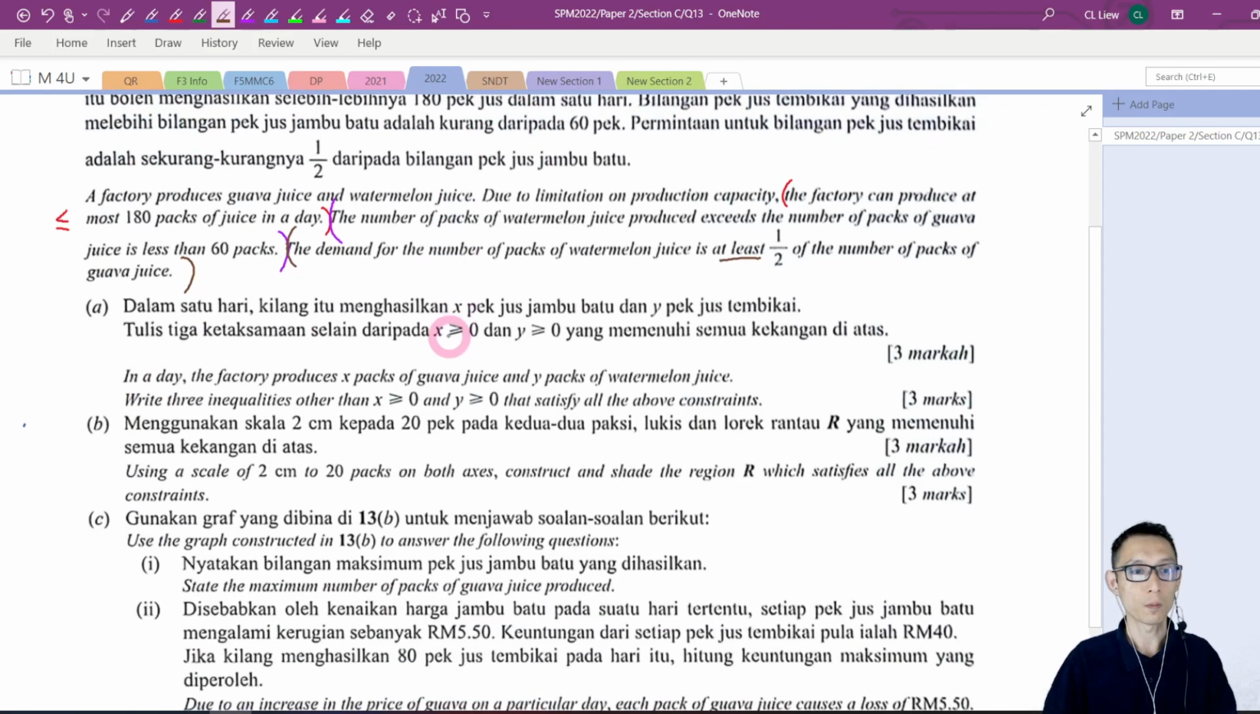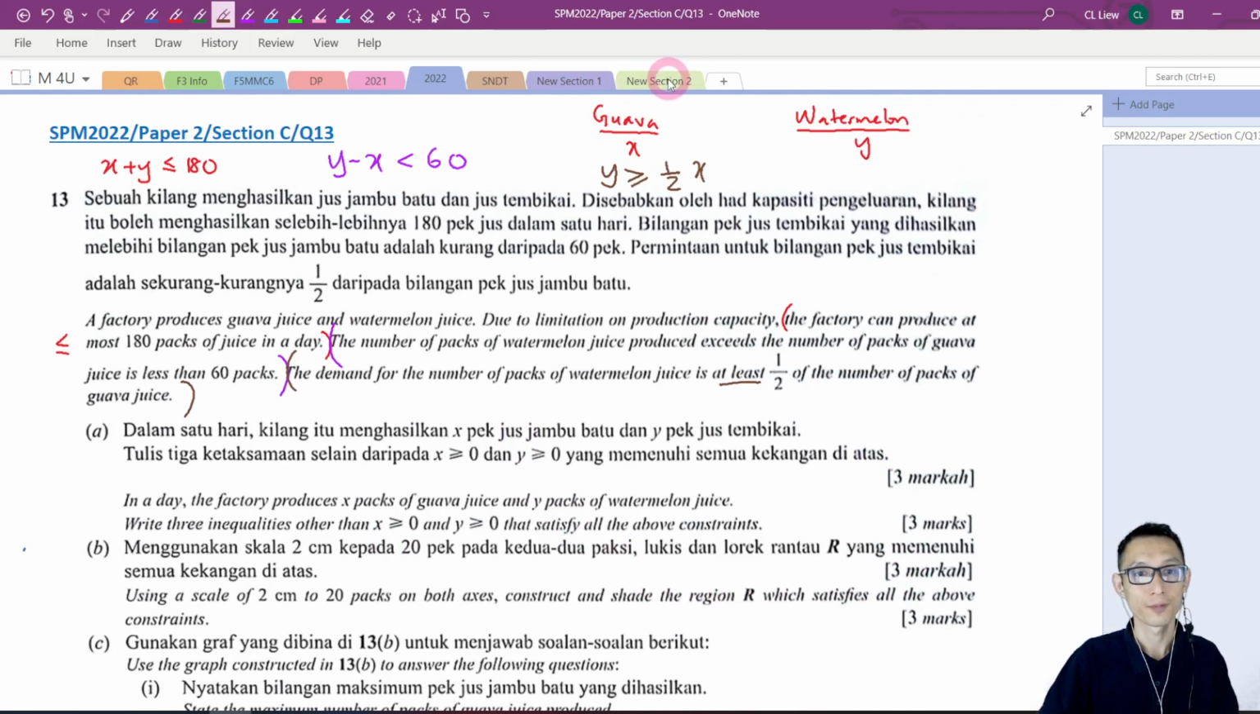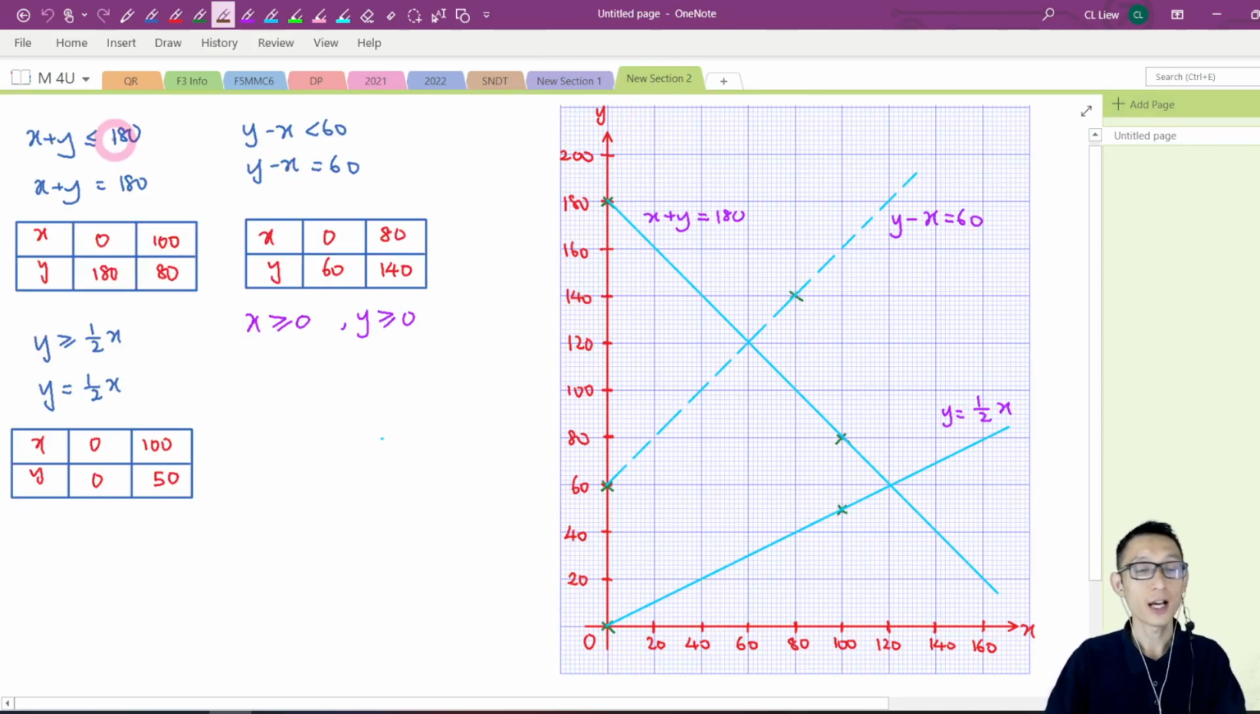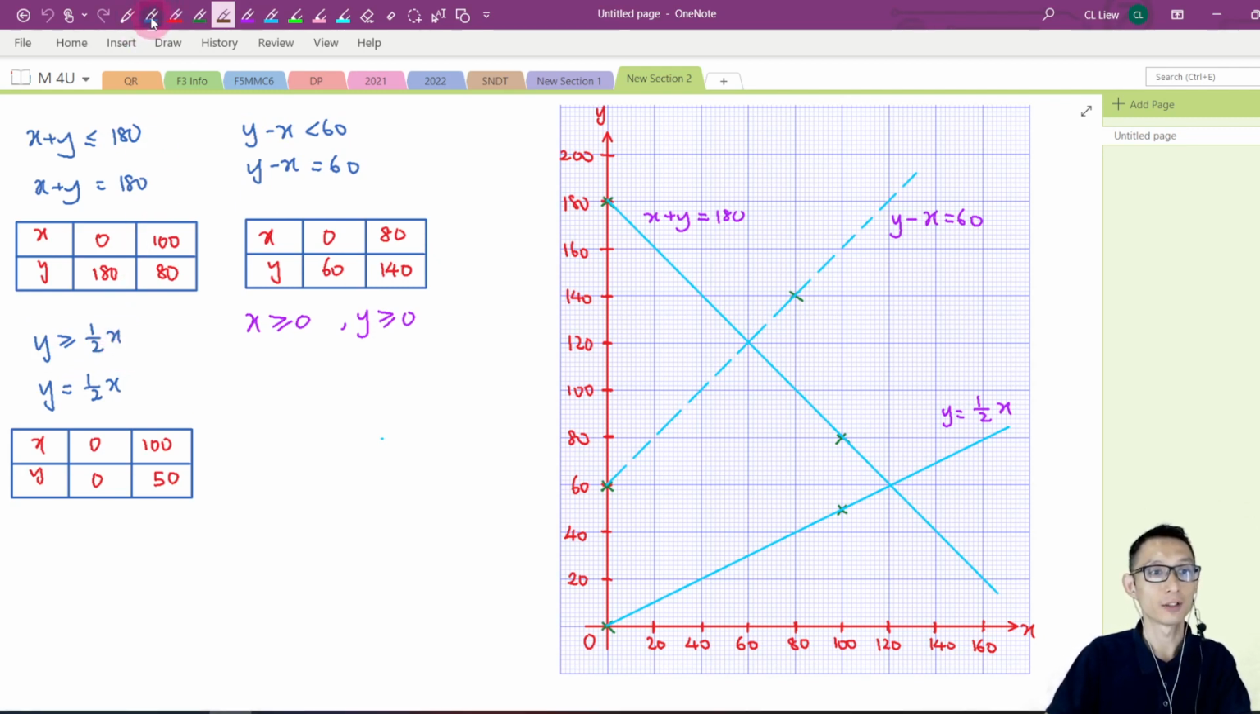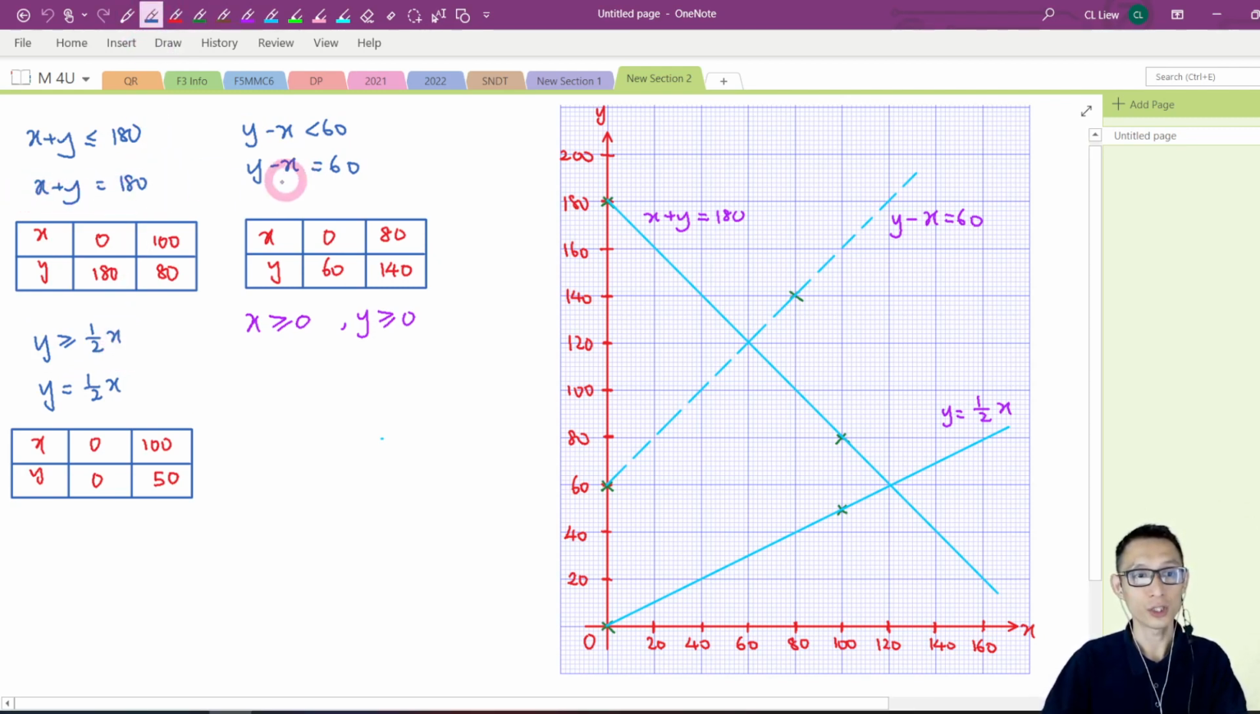Okay, now let's go to part B. Using a scale of 2 cm to 20 packs on both axes, it means that 20, 40, 60, 80, and so on. Construct and shade the region which satisfies all the above constraints. Okay, now these are the three inequalities that we formed just now. x plus y less than or equal to 180, y minus x less than 60, and y is greater than or equal to 1/2 x.